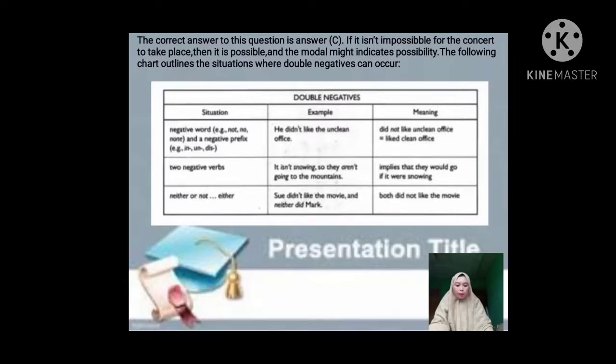In your textbook or on the computer screen you read: A. There is no possibility that the concert will take place. B. The concert will definitely not take place. C. The concert may take place. D. The concert can take place.